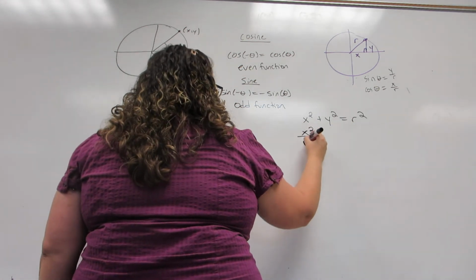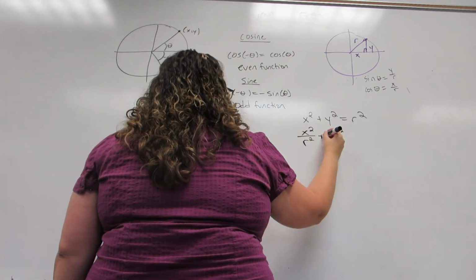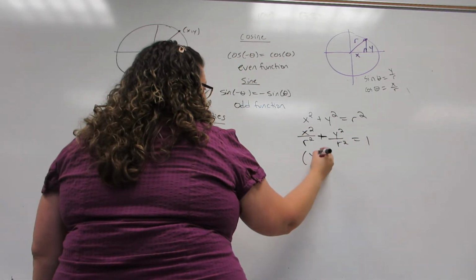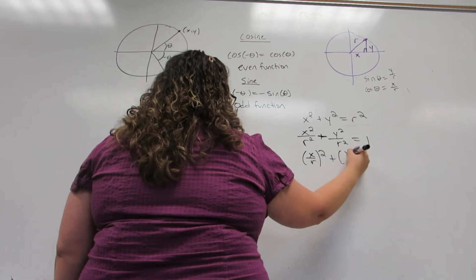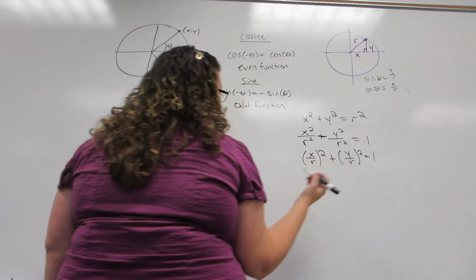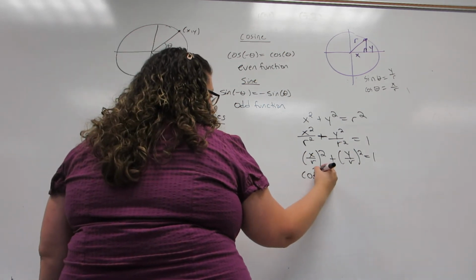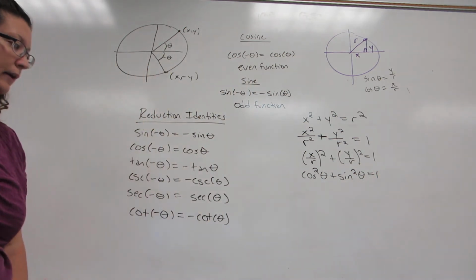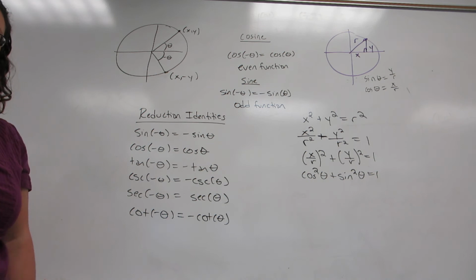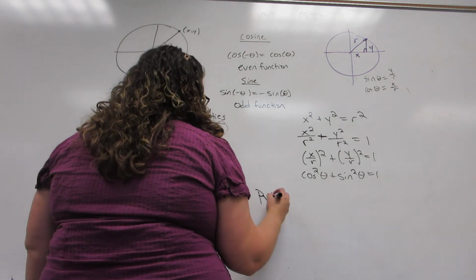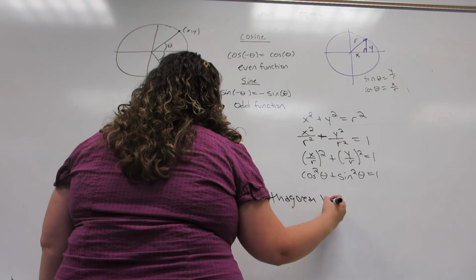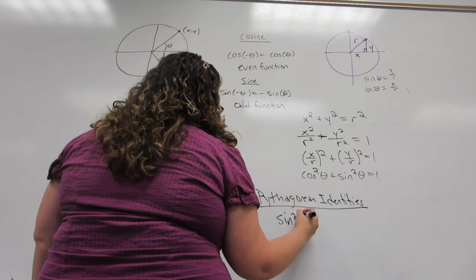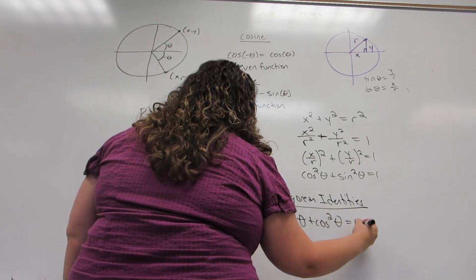I'm going to manipulate this a little bit to turn it into the Pythagorean theorem identities. First, I'm going to divide everything by r squared to get a 1 on one side. Then I'm going to rewrite this by taking the square out of the parentheses. And then I notice that this is cosine squared of theta plus sine squared of theta equals 1. So this gives us our first of the 3 Pythagorean identities, which is usually written as sine squared theta plus cosine squared theta equals 1.